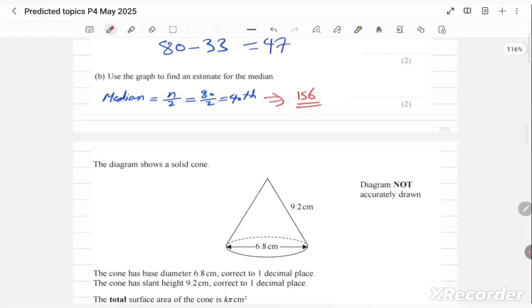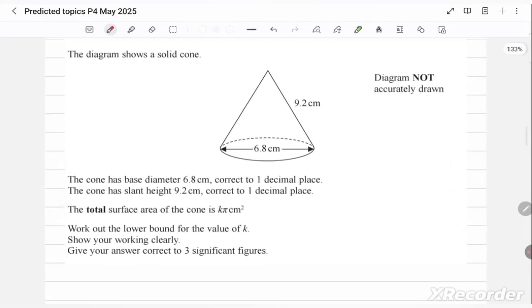So let's move to the next question. The next question is important because it covers two topics together. The first one is about how to find the surface area, and the second one is about lower and upper bounds. The question is, the cone has base diameter 6.8 centimeters corrected to 1 decimal place.